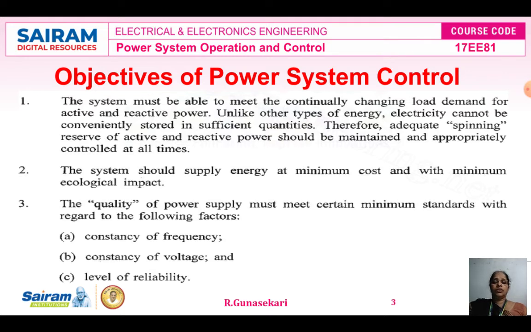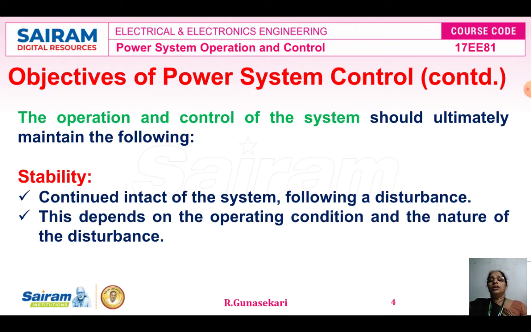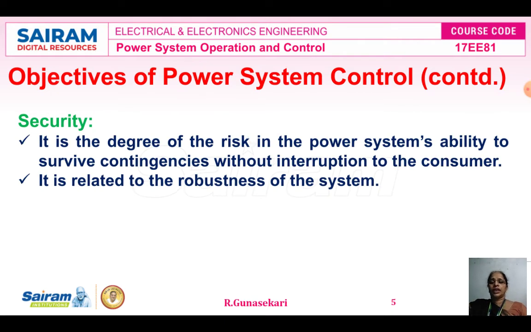Okay, based on the load variation, we have to maintain the level of reliability. So the operation and the control of the power system should maintain the following. First one is stability. When the power system is in the normal state, then only we can maintain the stability. Then the second one is security.